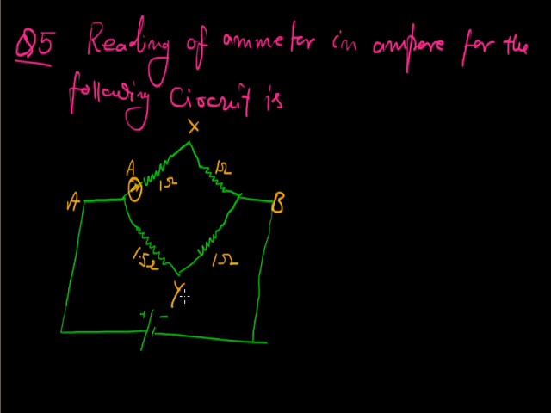We know that in parallel branches the potential difference remains the same. So the potential difference across AXB will be equal to the potential difference across AYB, and it will be equal to the potential of battery, that is 2 volt given. So the resultant resistance in the branch AXB, R is equal to 1 plus 1, and it will be equal to 2 ohm given.